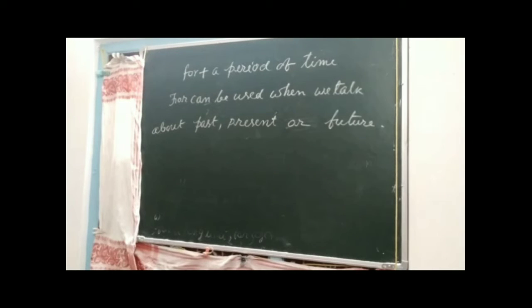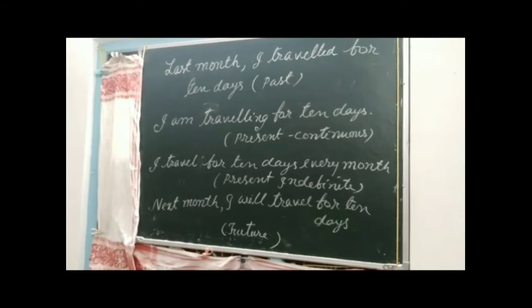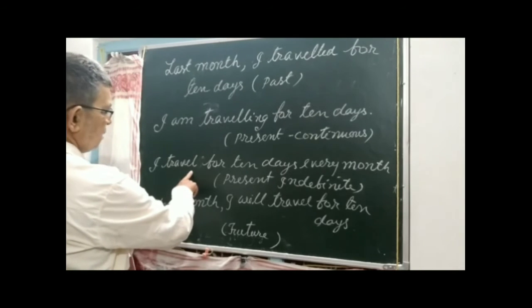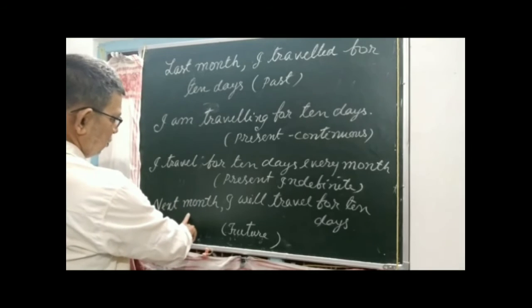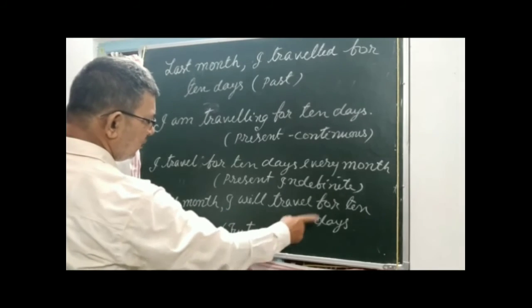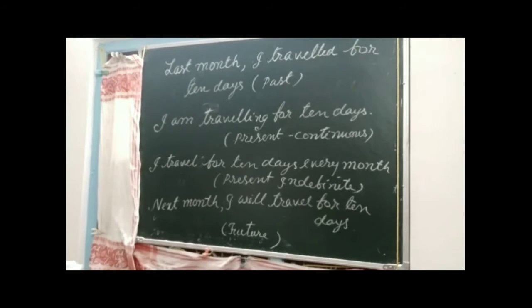Let's come to some examples. Last month I traveled for 10 days. It is past tense. The second one is I am traveling for 10 days. Present continuous tense. I travel for 10 days every month. Present indefinite. It is a habitual action. Next month I will travel for 10 days. Future indefinite.